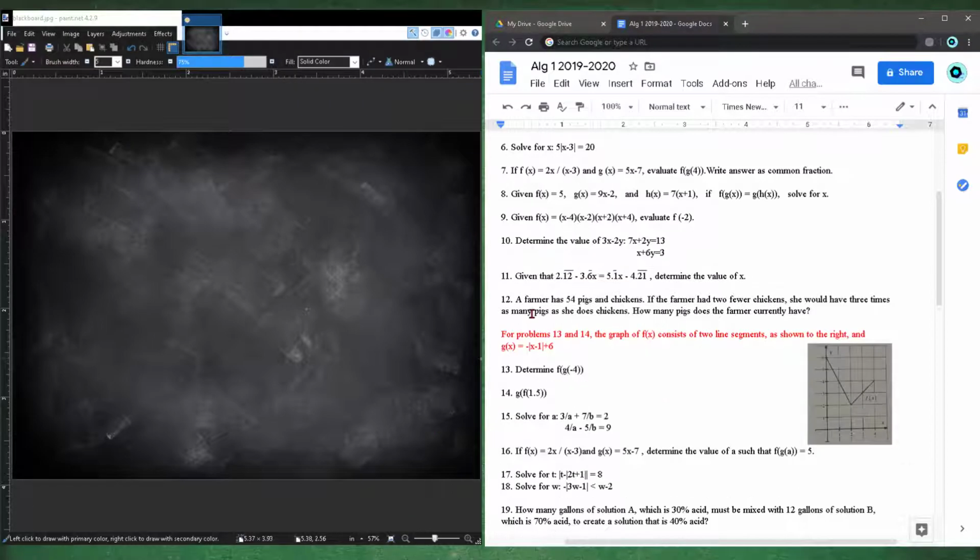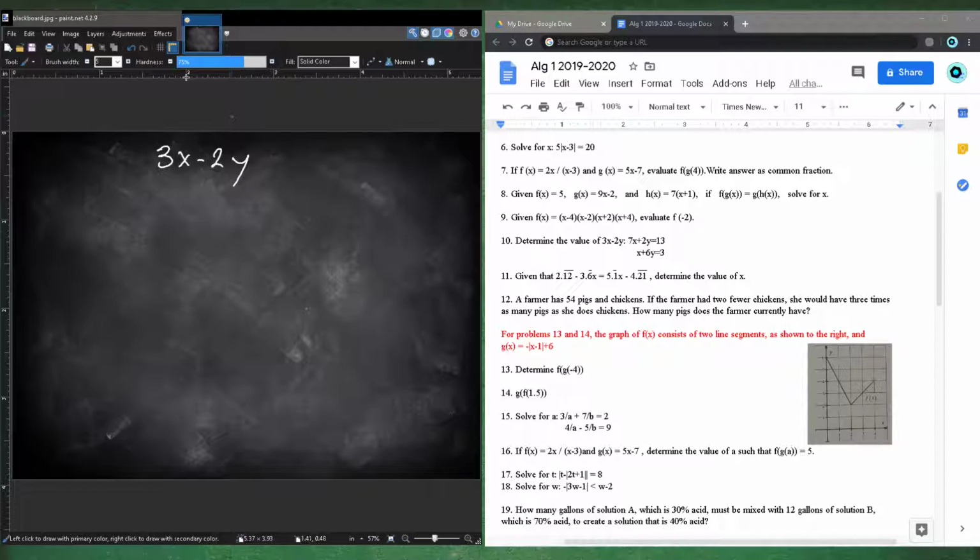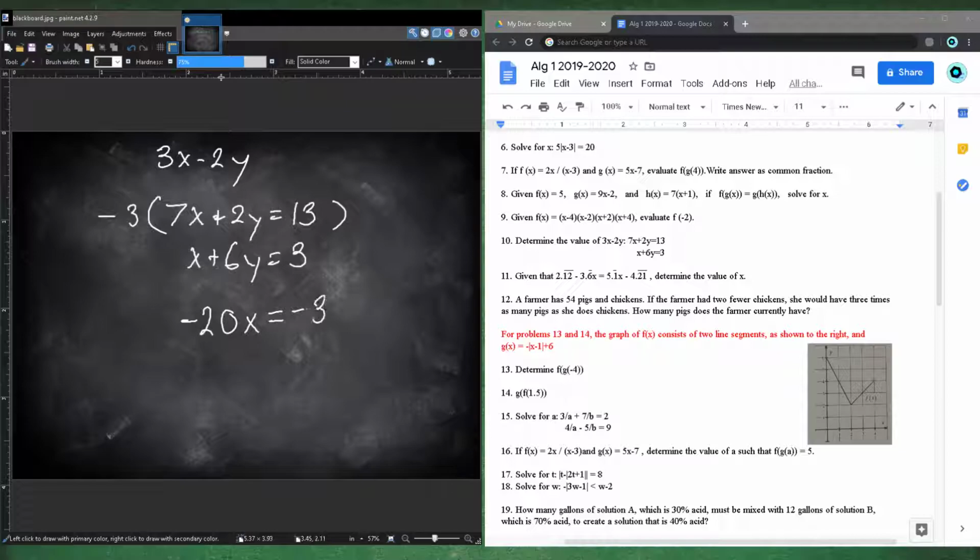Okay, number 10. Determine the value of 3x minus 2y. Okay, so we need to find 3x minus 2y. Our equation is 7x plus 2y is equal to 13, and this one is x plus 6y is equal to 3. Okay, so let's just multiply this equation by negative 3, right? So we're going to cancel out the y's. So that's negative 3x plus this one is 7x, so 4x. Negative 6y plus this 6y is 0, right? So that's why we multiply this by negative 3. And negative 3 times 13 is negative 39, plus this 3 is negative 36, right?